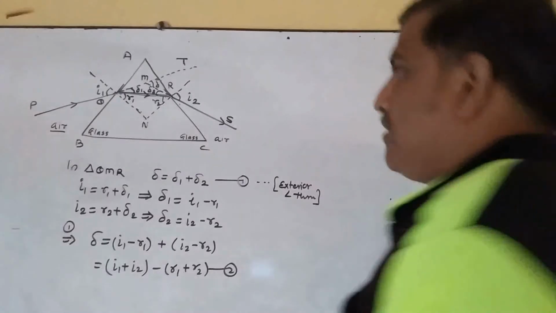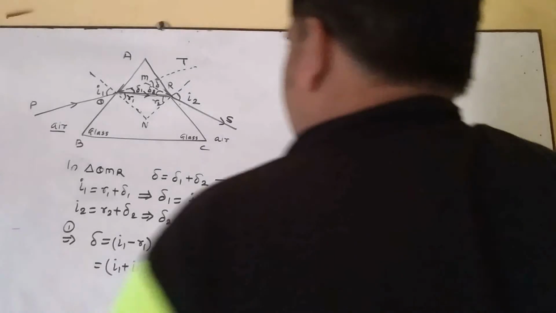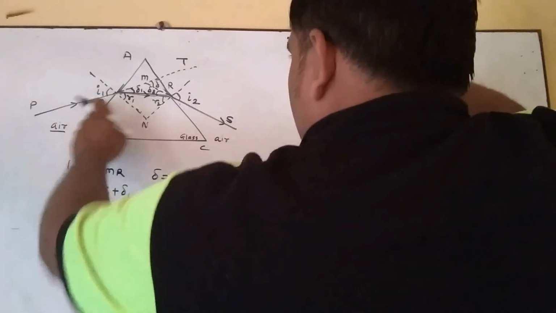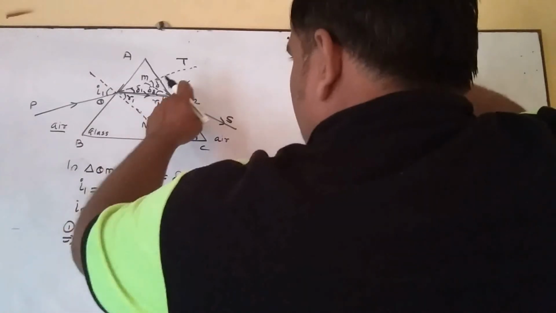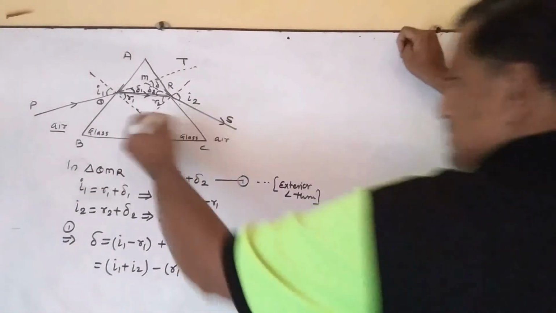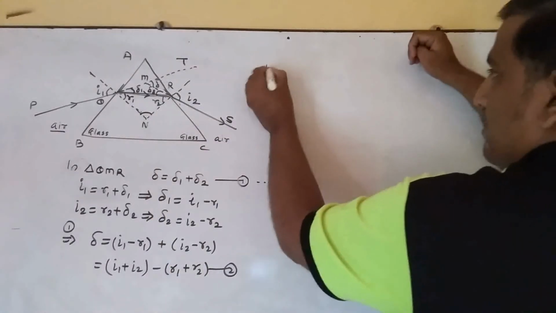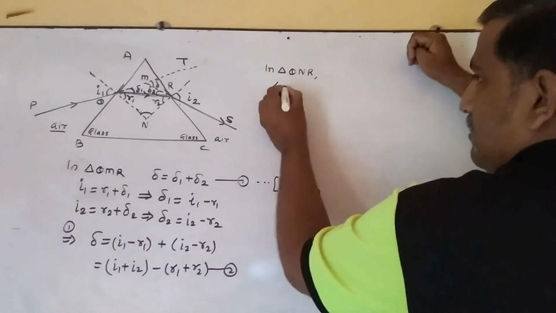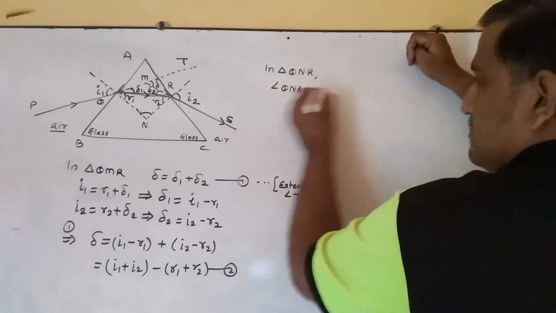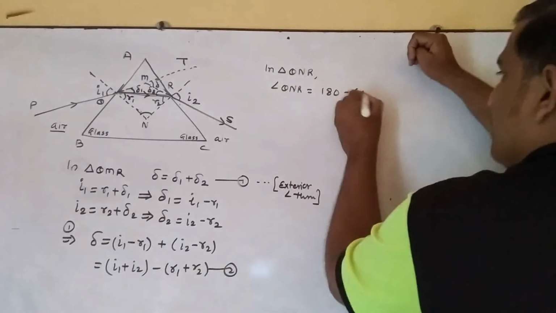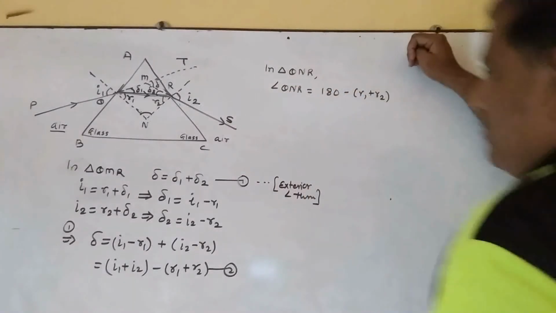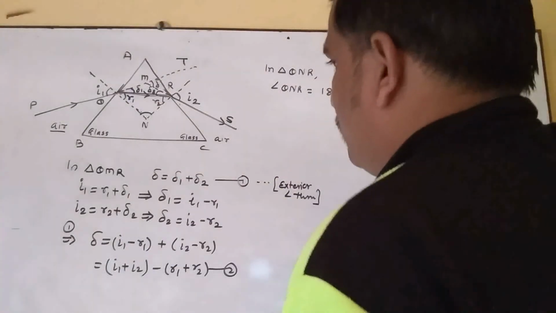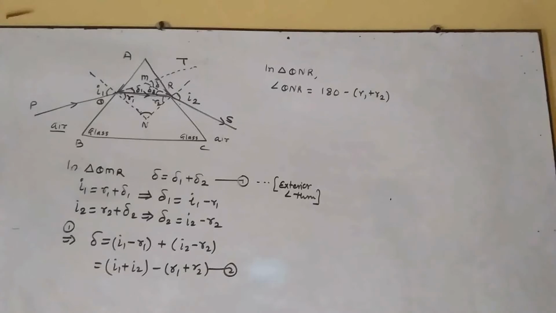Okay. Now let's see in a triangle QNR, this angle. In triangle QNR, I find angle QNR as 180 minus R1 plus R2. Okay, QNR is 180 minus R1 plus R2.